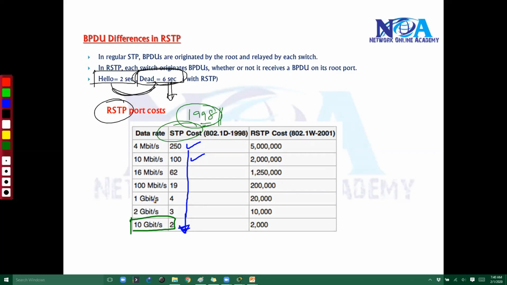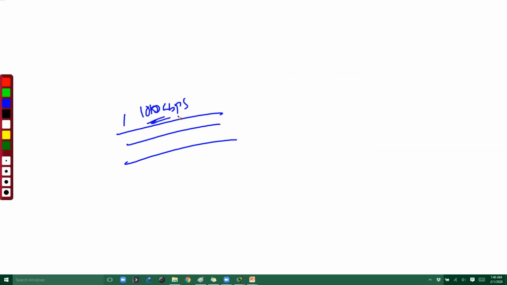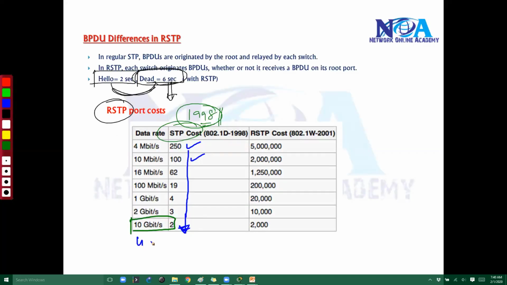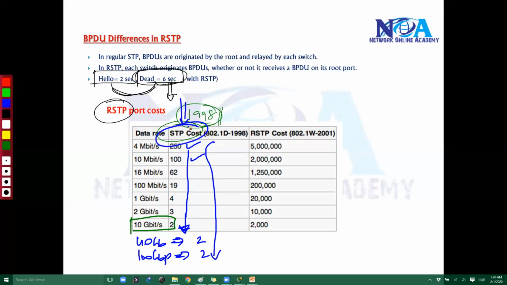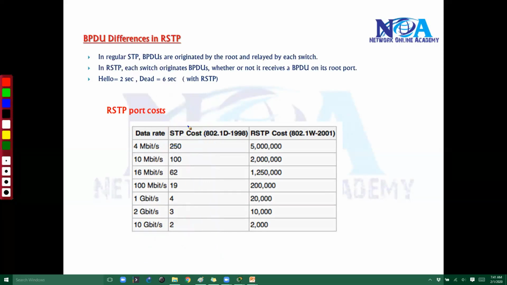But now, in most of today's networks, especially in the data centers or in the WAN connections, you generally connect 10 gig links, or even nowadays you use 100 gig links also. So if I'm using a 40 gig link or a 100 gig link, as the standards are not defined, it will consider the cost value as 2 only. So which means one more drawback of the normal RSTP is it cannot identify the links above 10 gig. That is the maximum speed defined, maximum cost defined.